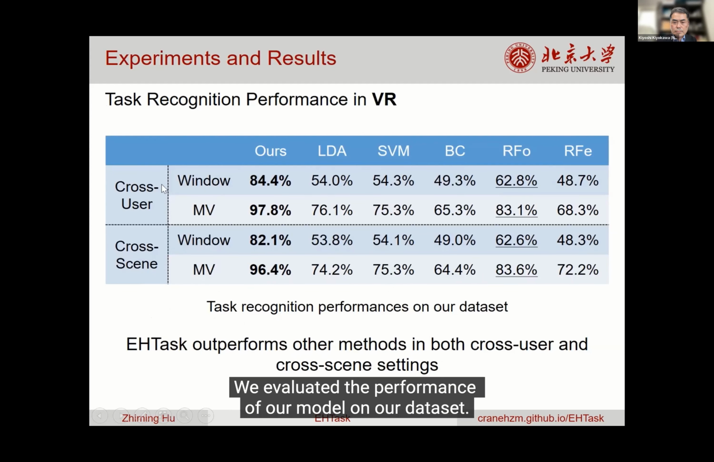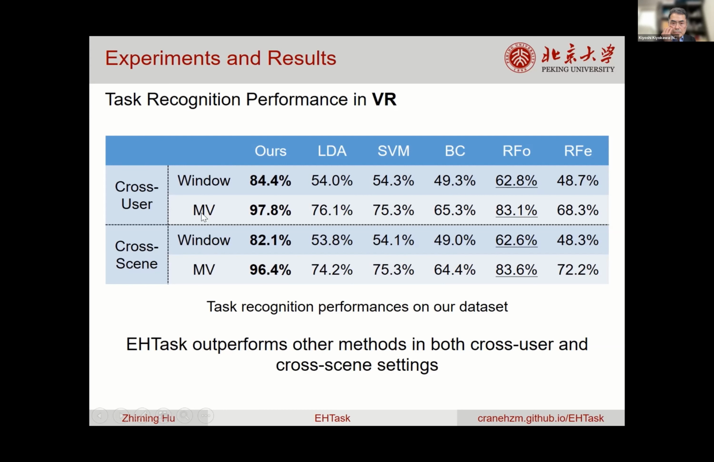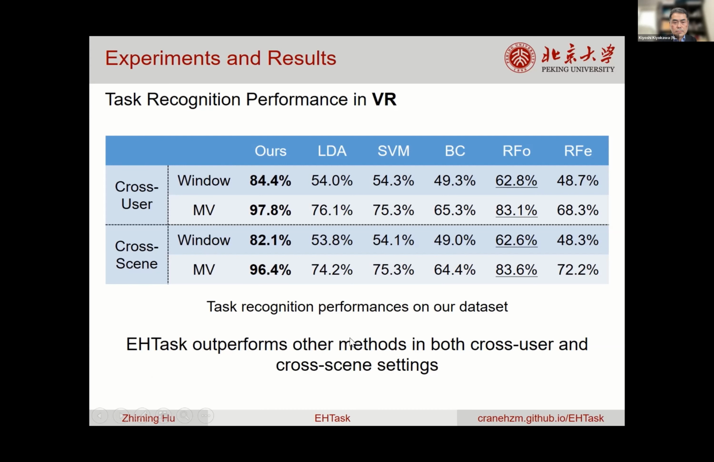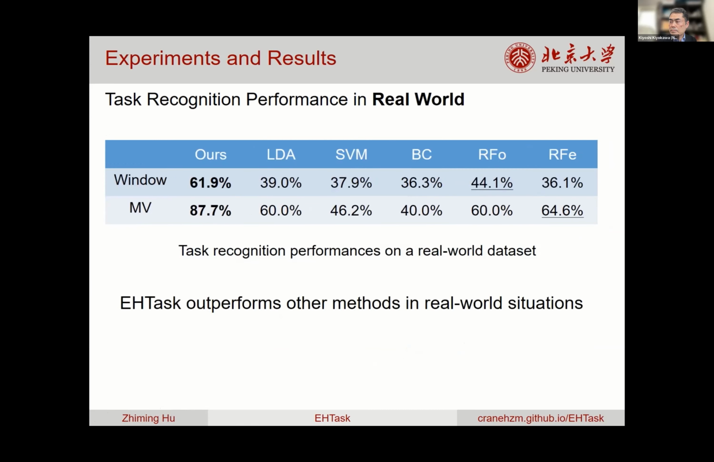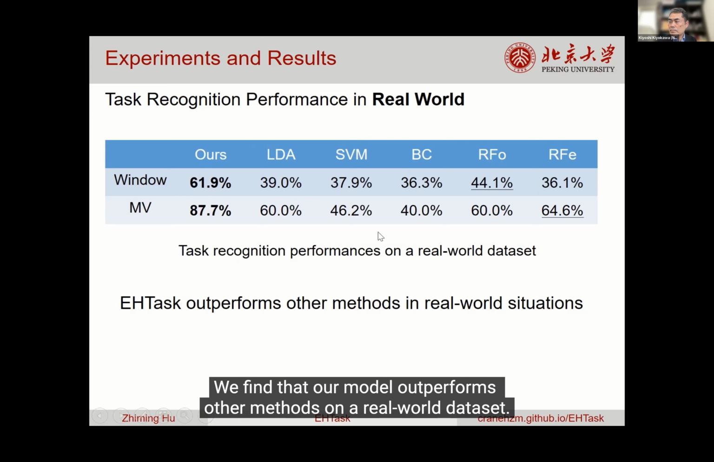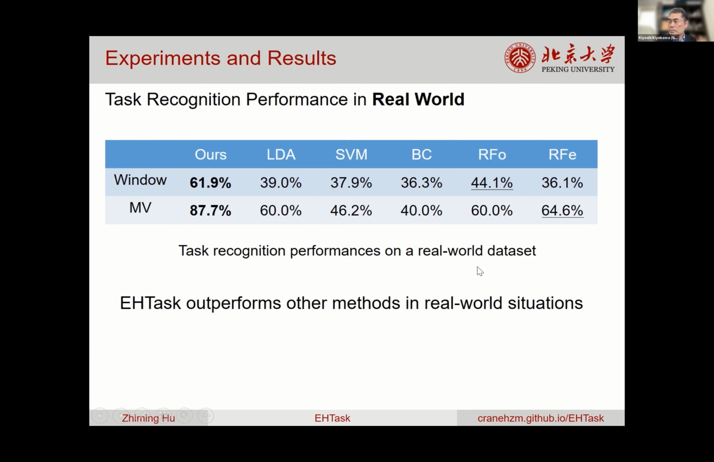We evaluate the performance of our model on our dataset. We use both a cross-user setting and a cross-scene setting. We reported the results of using a window and using majority voting. We find that our model outperforms other methods in both cross-user and cross-scene settings. We also evaluated our model in real-world situations. We find that our model outperforms other methods on a real-world dataset.